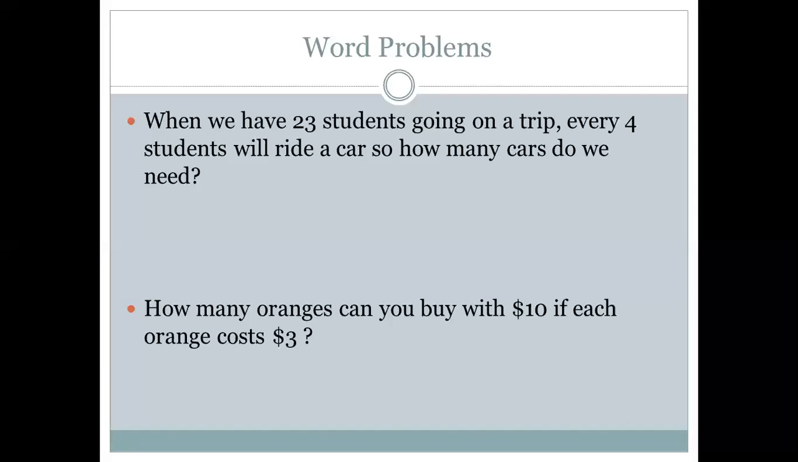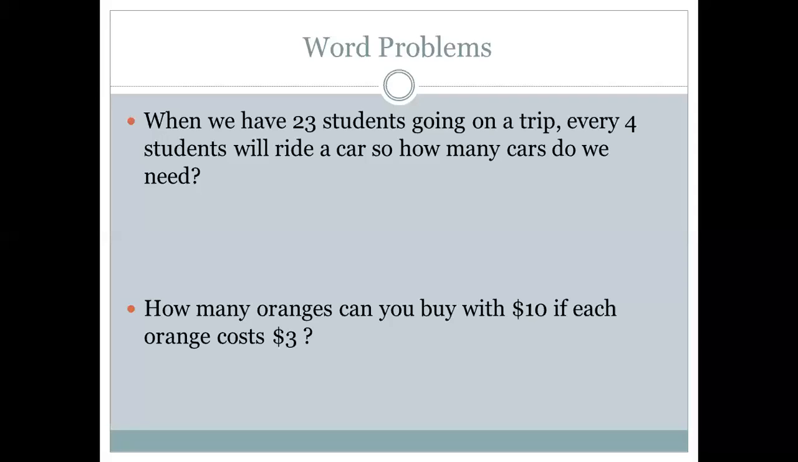So 3 times 1, 3. 3 times 2, 6. 3 times 3, 9. 3 times 4, 12. So if I buy one orange, I'm going to pay $3. If I'm going to buy 2 oranges, yes, $6. What about if I'm going to buy 3 oranges? Yes, $9. And I have only 10.